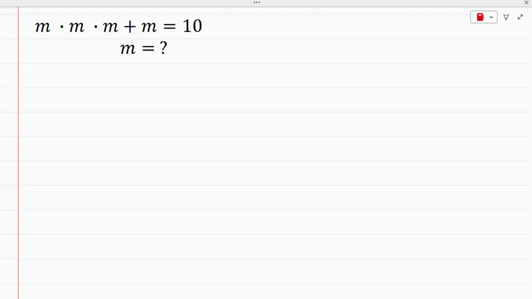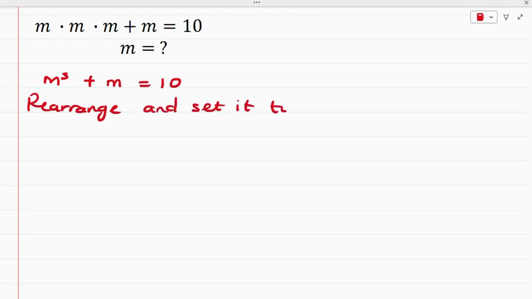So right here we have this question that says m multiply m plus m is equal to 10. We have to solve for the value of m. We want to simplify m multiply m. So this can be written as m cubed plus m is equal to 10. The next thing you want to do is to simply rearrange and set the equation to 0. Doing that, we have m cubed plus m minus 10 is equal to 0.